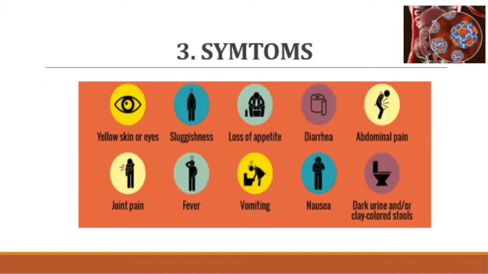The symptoms include yellow skin or eyes, sluggishness, loss of appetite or anorexia, diarrhea, and abdominal pain, commonly over the liver area. It means located in the upper right quadrant of the abdomen. Joint pain, fever, commonly mild fever, vomiting, nausea, and dark urine or clay-colored stools.